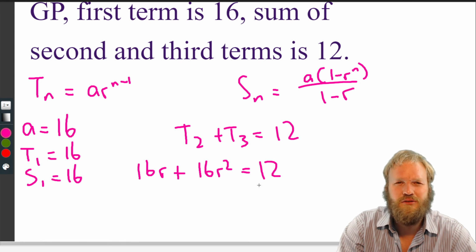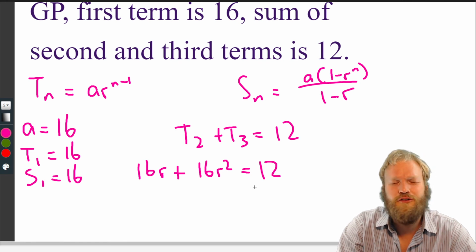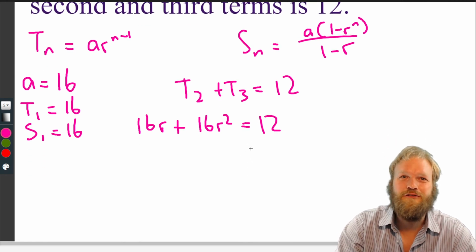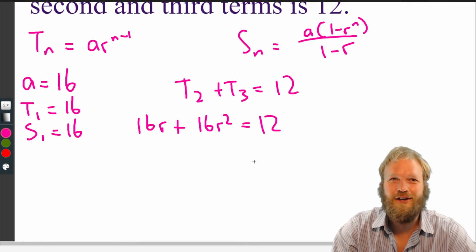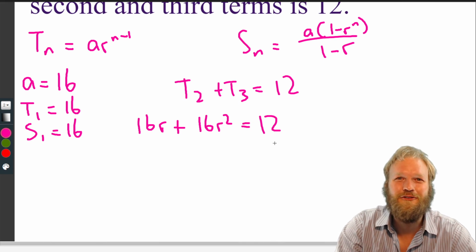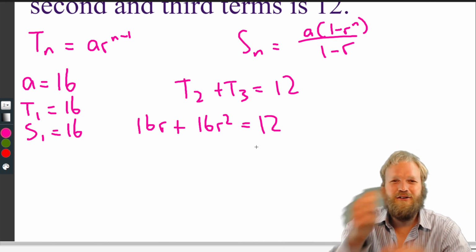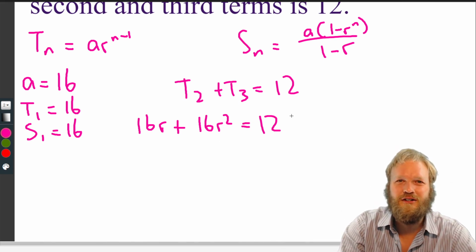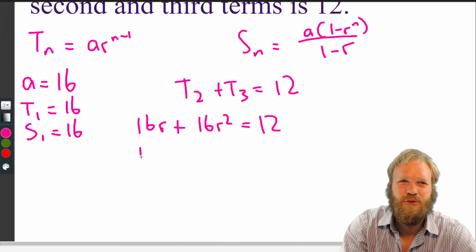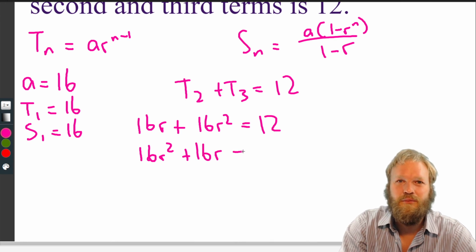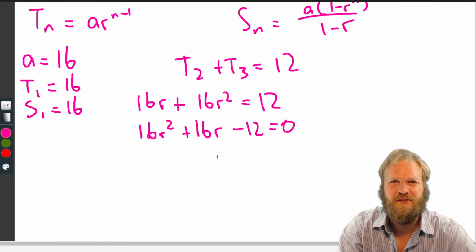Quadratic equation. How do you solve a quadratic equation? I wonder if you've written down that you can use the quadratic formula. I just referenced it, but I reckon let's rearrange so we've got equals 0. That's definitely our starting point. So 16r squared plus 16r minus 12 equals 0. Just seems easier to write in that format.